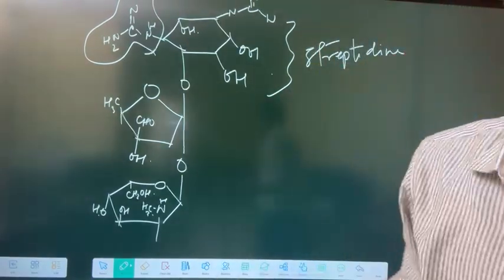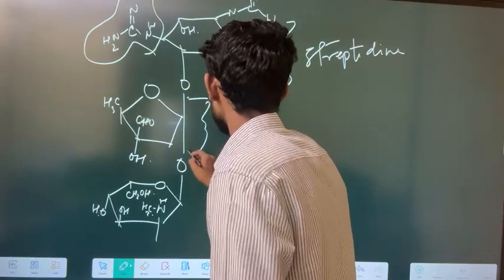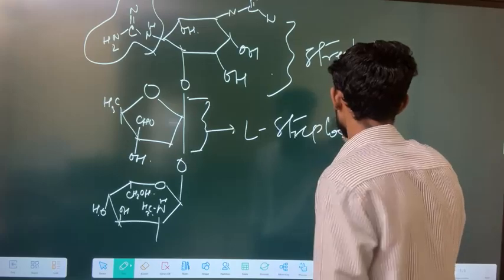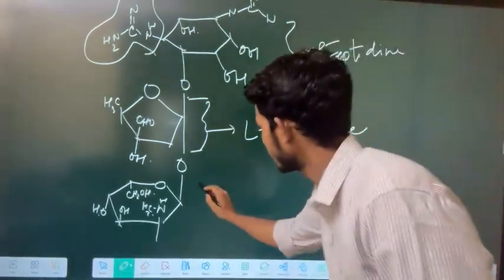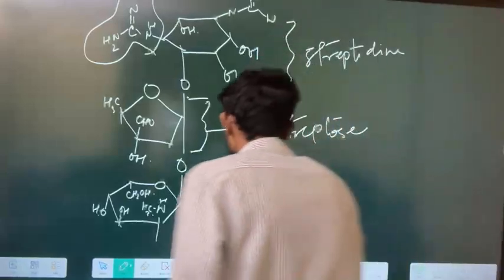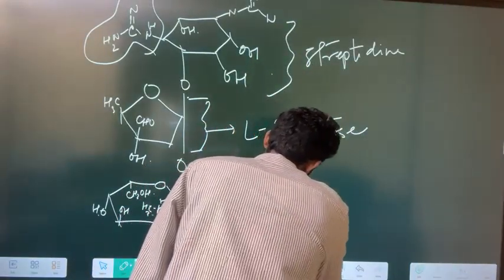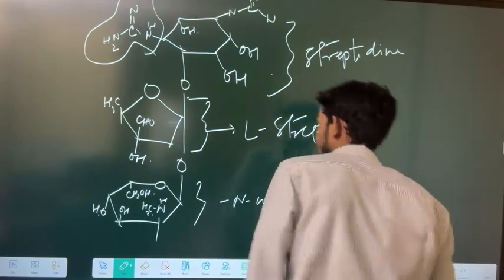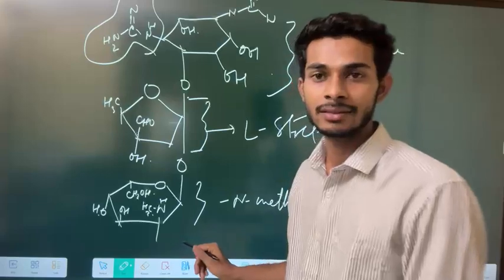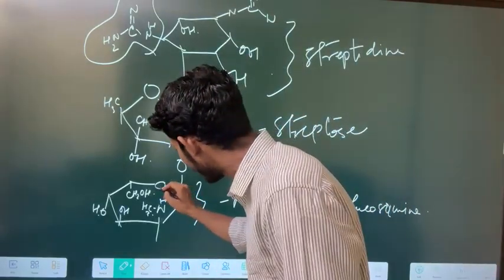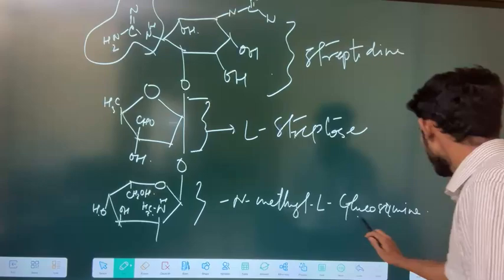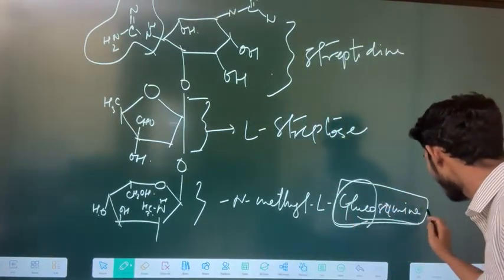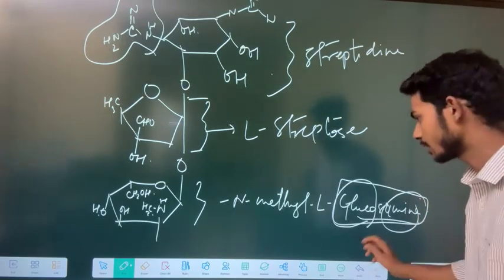After that, what is that? This 5-membered structure, L-streptose. And this one is N-methyl L-glucosamine. So this one is glucosamine. Glucosamine means in this, see, what is that? An ether group is present, yes or no? So this is glucosamine. That means amino sugar. Gluco means sugar and samine means an amino group is also present. So that is amino sugar.